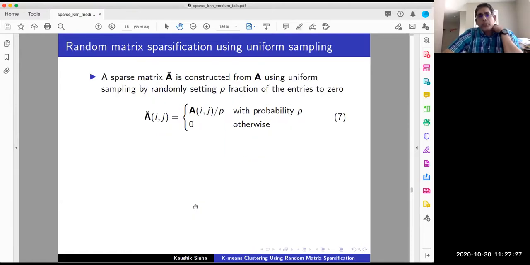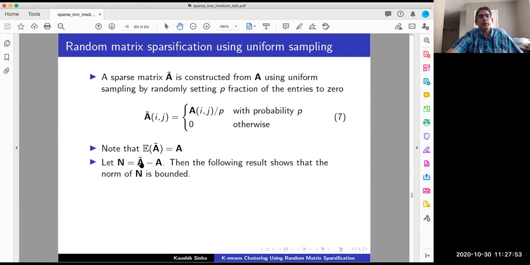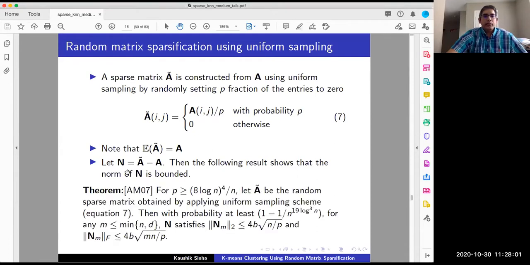There are two ways we can do this sampling. One way is simply uniform sampling. With a fixed probability P, we select the ij-th entry and scale it by 1 over P times the original entry, and with probability 1 minus P, we make it 0. So essentially only a P fraction of the entries will be non-zero. It can easily be shown that in expectation this is the same as the data matrix, and in fact, for the difference between the sparsified version and the original matrix, the largest eigenvalue or singular value is maintained, which is a known result.